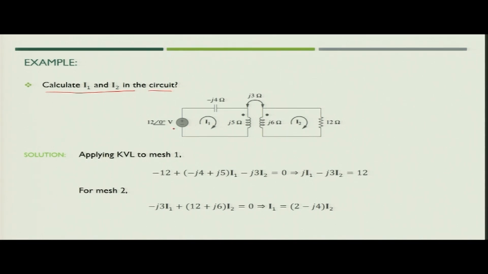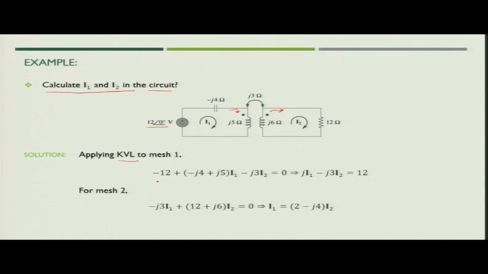Now, let us take one example to calculate the values of I1 and I2 in the circuit. In this case we have an applied voltage of 12 volts at angle 0, and in the second coil we have a 12 ohm resistance. We will again use KVL. Since in this case also I1 is going inside the dot and I2 is coming outside the dot, the polarity of the mutual voltage would be negative. So, we will write minus j3 I2 for the first coil and minus j3 I1 for the second coil.